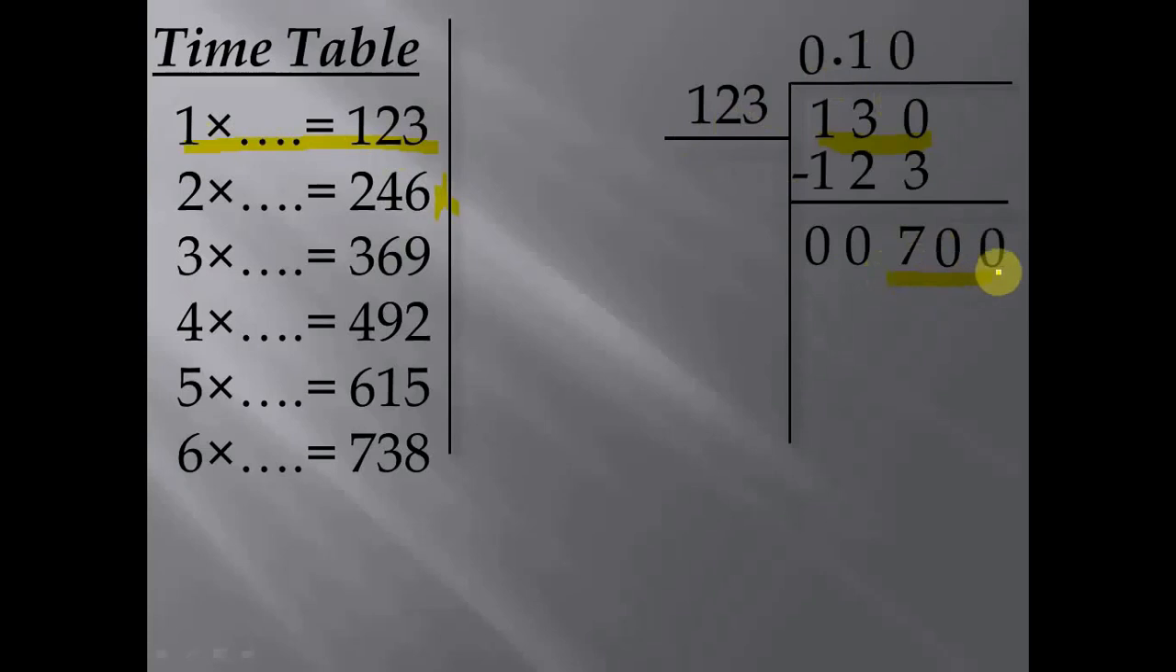The new dividend becomes 700. Can divide it by 123 because 700 is bigger. Search for 700, not found. Search for a number bigger than 700, yes, this number. Cancel it and take the above number, 5, write it up. 615, write it under the dividend and subtract. We get 85.